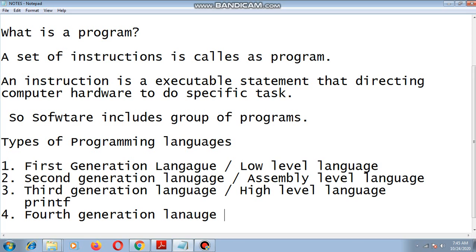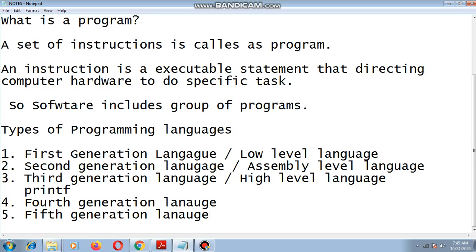Next is fourth generation language. In fourth generation language, programmers use a text-based environment to develop programs, as well as an integrated development environment. Integrated environment means the screens are developed by the programmers, and then they write the code at the back end of the program. Next, another programming language was developed by scientists called fifth generation language. Here Lisp and Prolog languages are used to develop artificial intelligence.